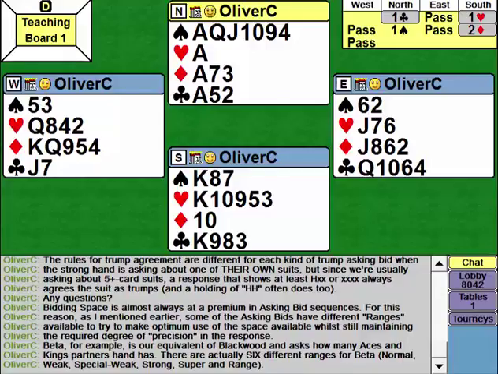So for example, supposing North bids two hearts here, this is a relay. The fact that North has shown a heart suit doesn't matter here. Two hearts is a relay over the two diamond bid, and this is a bid called relay beta, which is asking how many controls South has in their hand.